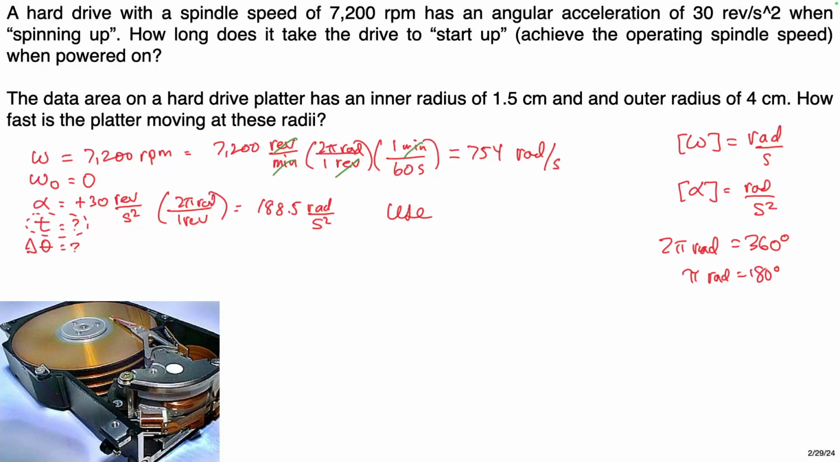Which one? The first one. Use omega equals omega naught plus alpha t and solve for t. Again, using my best practices of leaving notes for my future self when I come back to look at this and go, what the heck? What did I do? Oh yeah, I used the first equation and solved it for t.